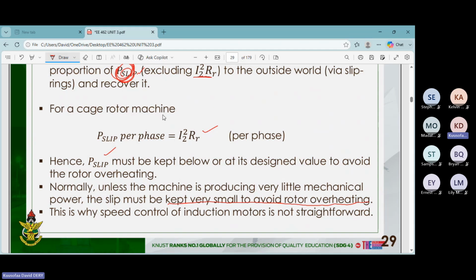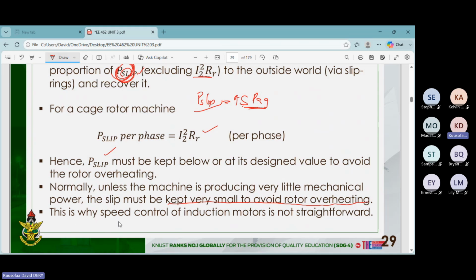So we usually ensure that the slip is very small to prevent the motor from overheating, because we know that the power that is transferred from the rotor side, P slip, is S times what? PAG. So that is what we have. If slip is very big, you realize that a large portion of the power that is transferred from the stator to the rotor will be dissipated in the form of heat, which will lead to overheating of the rotor. So we want to always ensure that this slip is very small at rated values.